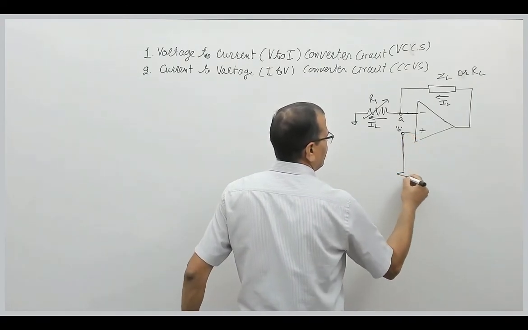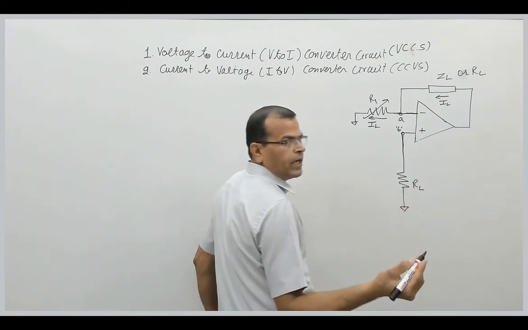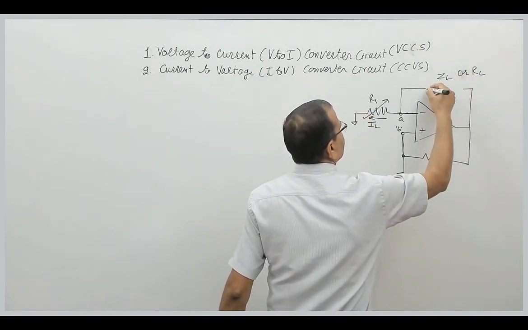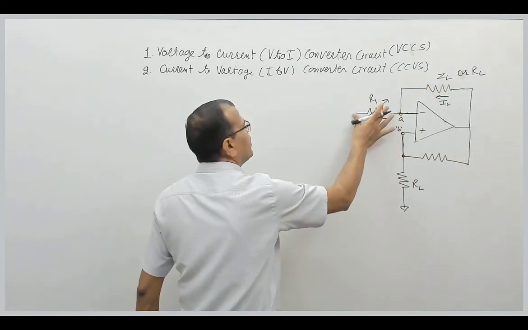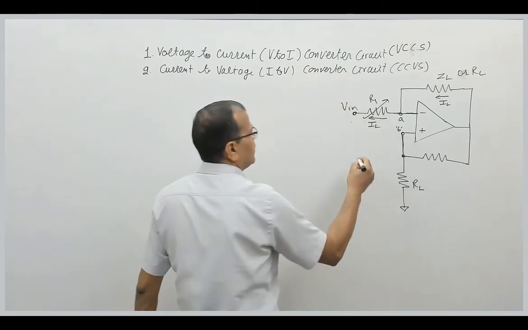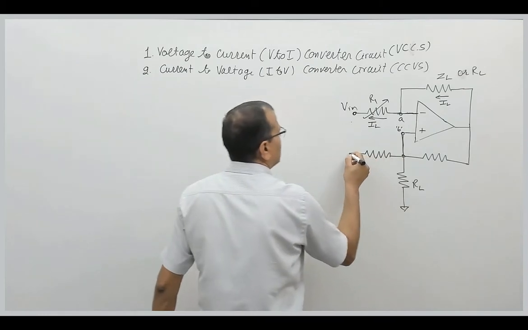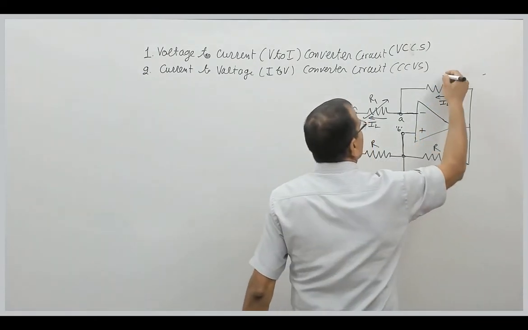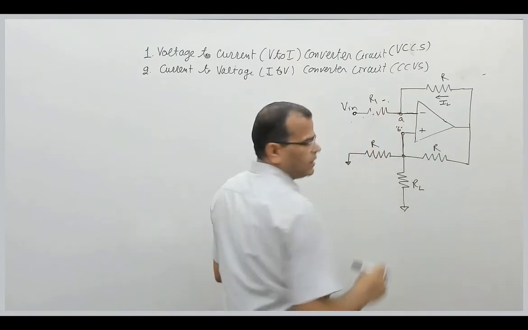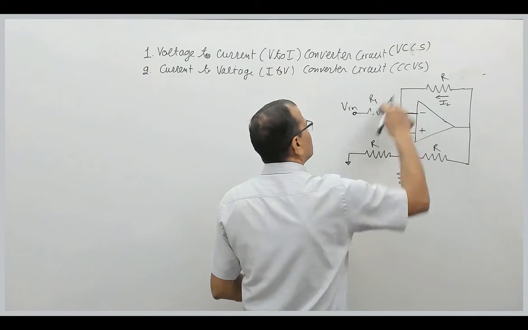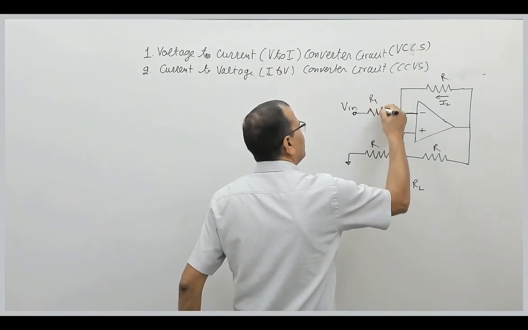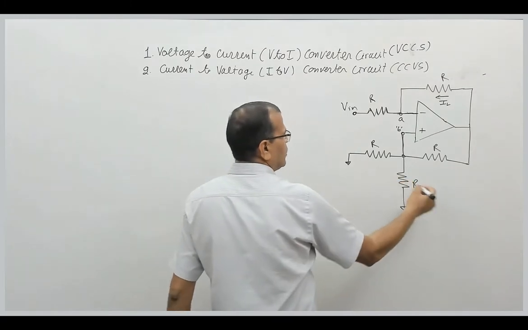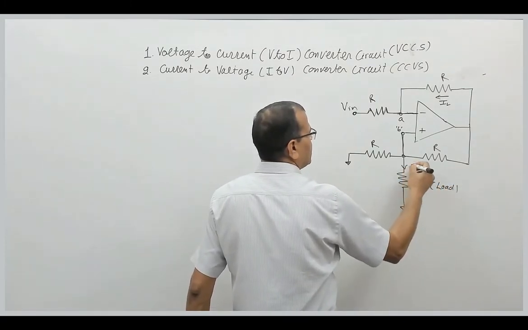We have load resistance here, that can be RL or ZL. We have resistances connected here. In inverting mode, I have input applied at this terminal. We have a resistance connected here. This is grounded. This is R, this is R, this is R, this is R. All resistances in the circuit are the same except the load resistance. This is the load, and the current in this resistance is IL.